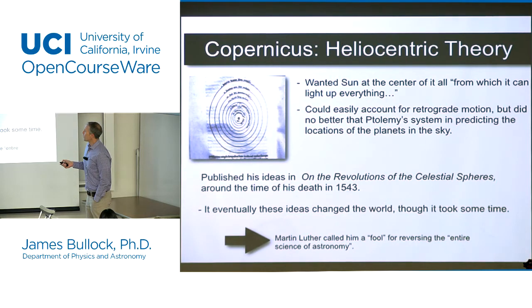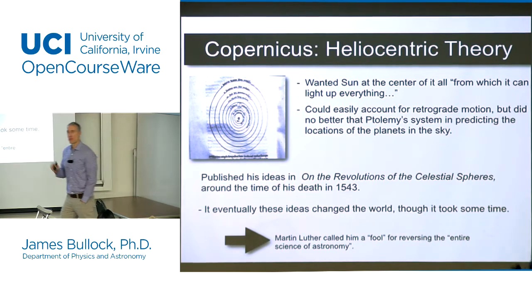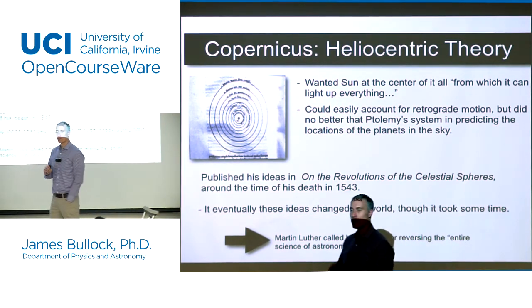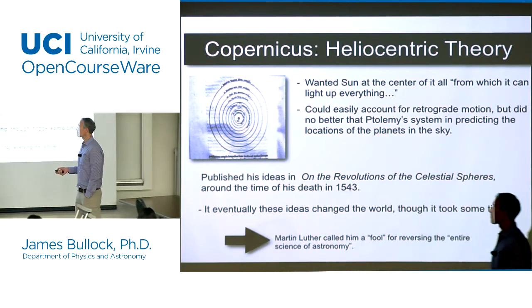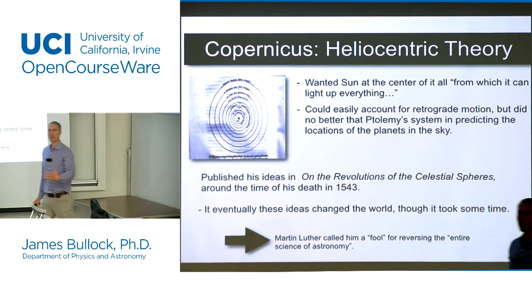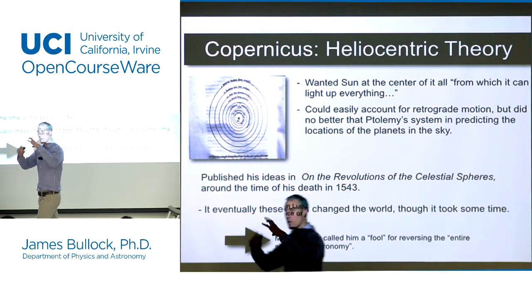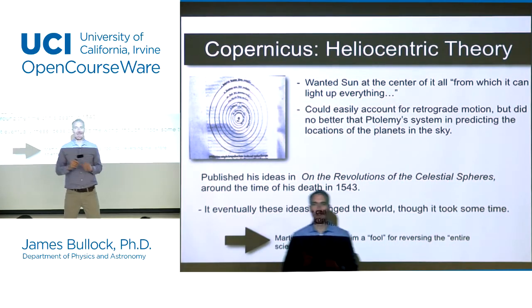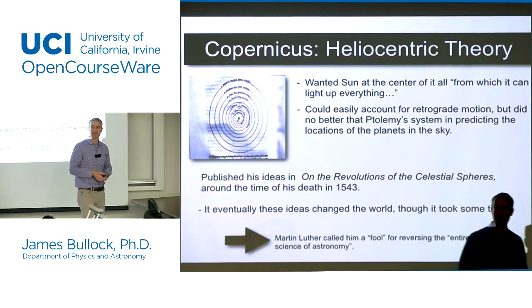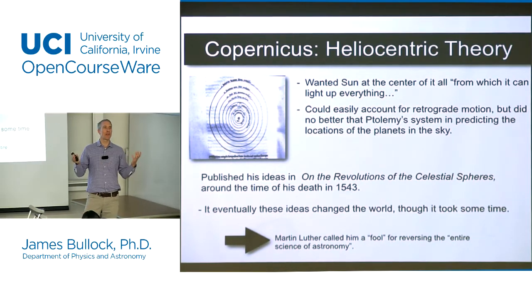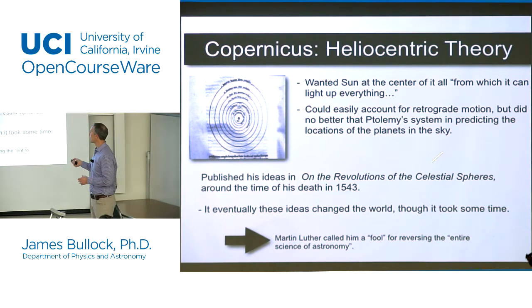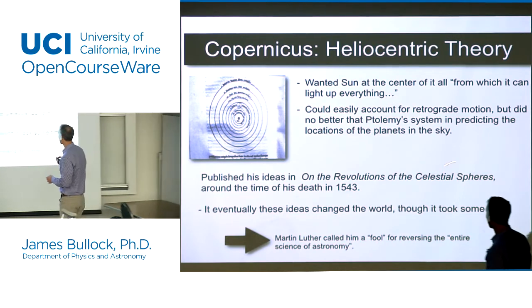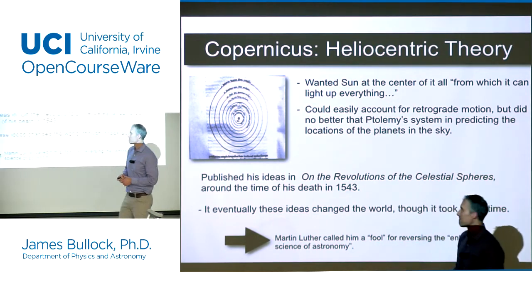He knew that if he put the sun at the middle and had everything going around the sun, this could account for retrograde motion just as well as Ptolemy's model could. And I'll show you that in a second. But the problem was that when he put the sun at the middle, he made all the planets orbit the sun on circles. He put this whole thing together, and what he found is this didn't match the data either. In fact, it did no better than Ptolemy. And this is probably why he waited to the very end of his life to publish his book on the revolutions of the celestial spheres, where he introduced this idea.